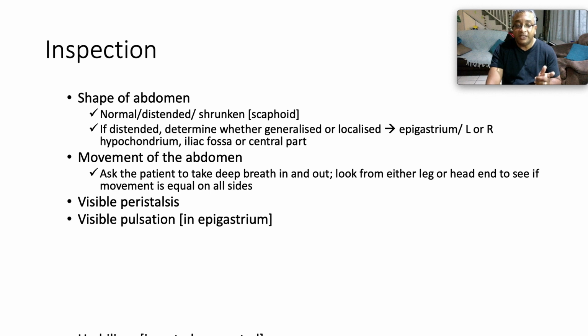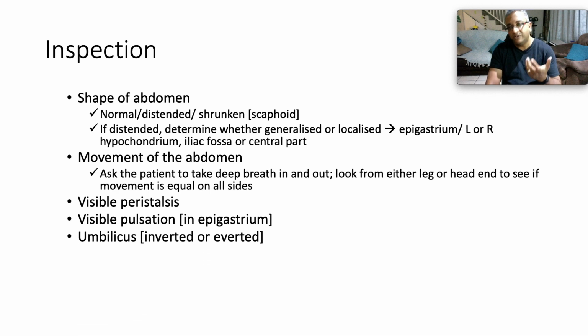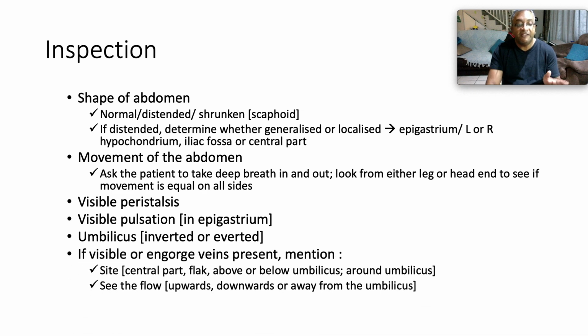Visible pulsation in the epigastrium can be seen, but you can also feel it later on. The umbilicus may be inverted or everted. If that be the case, you want to comment on those things. If you have visible or engorged veins present, you want to mention the site in terms of whether it's the central part, the flank, above or below the umbilicus, or around the umbilicus. You want to see the flow of the veins. It's upwards, downwards, or away from the umbilicus.